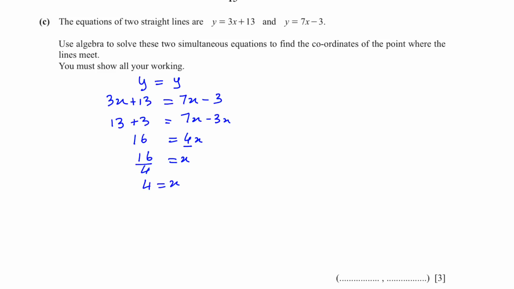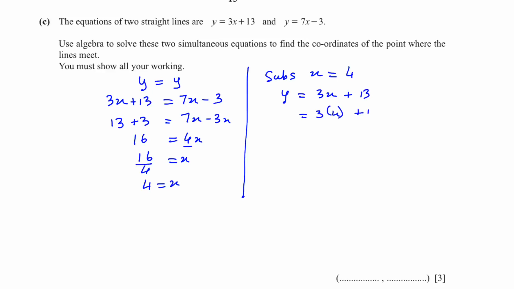We have found our x, now we need to find y. To find y, you can substitute in whichever equation you want. So I will substitute x is equal to 4 in y is equal to 3x plus 13. In place of x, we put 4. 12 plus 13, 25. So when x is 4, y is 25. This is the point where the two lines meet.